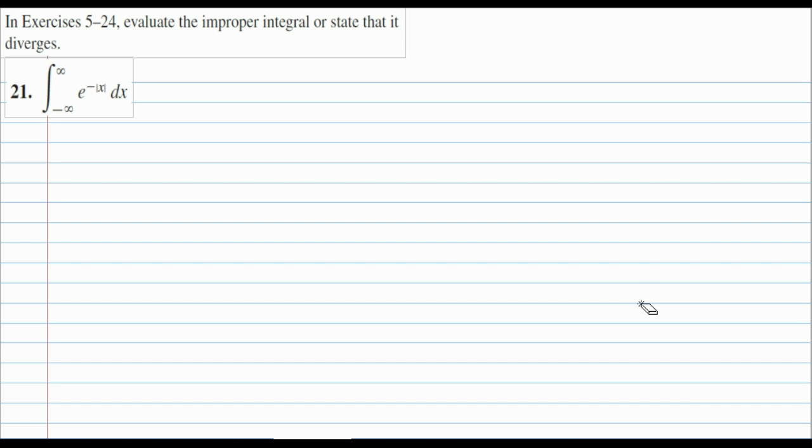Now try problem number 21, which says evaluate the improper integral or state that it diverges. So again, we have an improper integral with both limits of integration being infinite. Now that's e to the negative absolute value of x dx. That's going to be interesting in just a second. It may be interesting now too, I don't know.